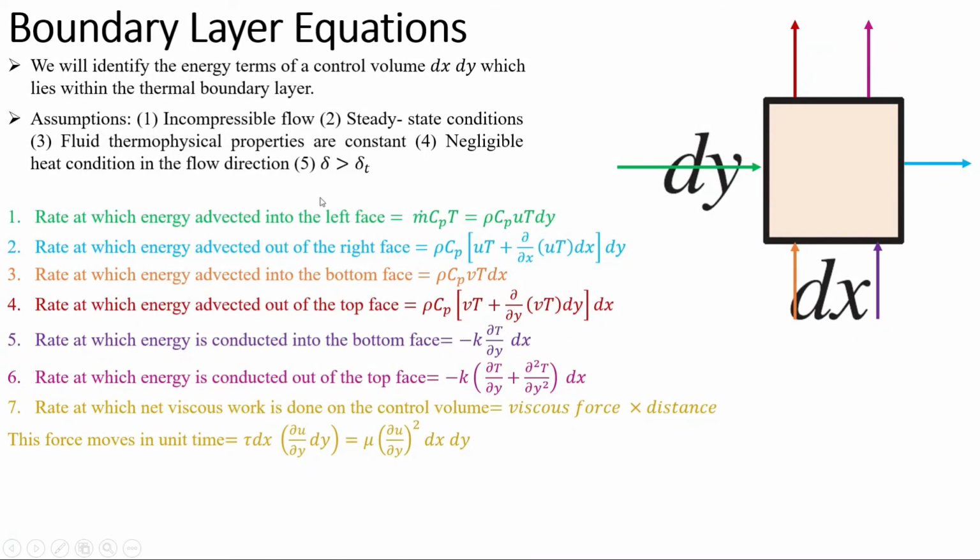Now these are the energy in and out of this differential volume. The green one is the energy in due to advection, which is m dot cp T, and we know that mass flow rate is equal to rho A V.